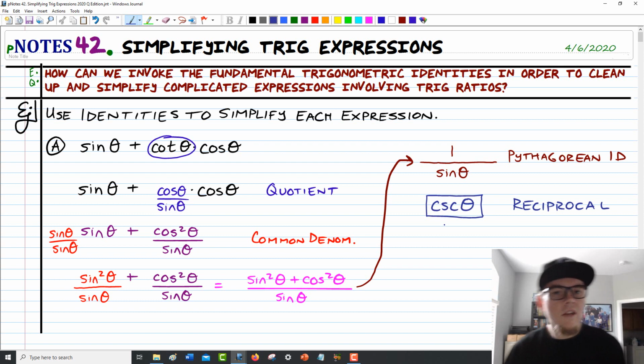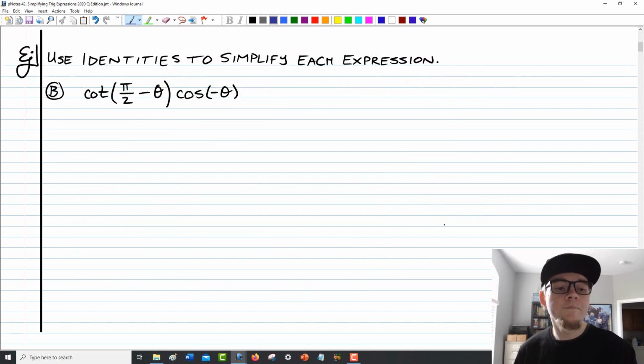Obviously, I'm moving slowly and talking about each identity, trying to give you some insight into what's going through my brain as I do it, but at the same time, we're just applying these relationships that we already established and kind of proved yesterday even. So there's our first one. That first expression, sine plus cotangent times cosine, is actually the same thing as cosecant of theta. Kind of a neat observation, kind of a neat result, I would say.